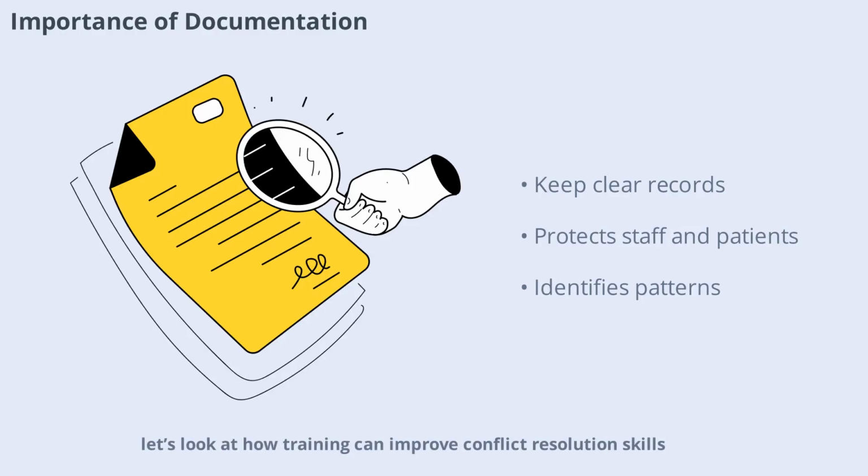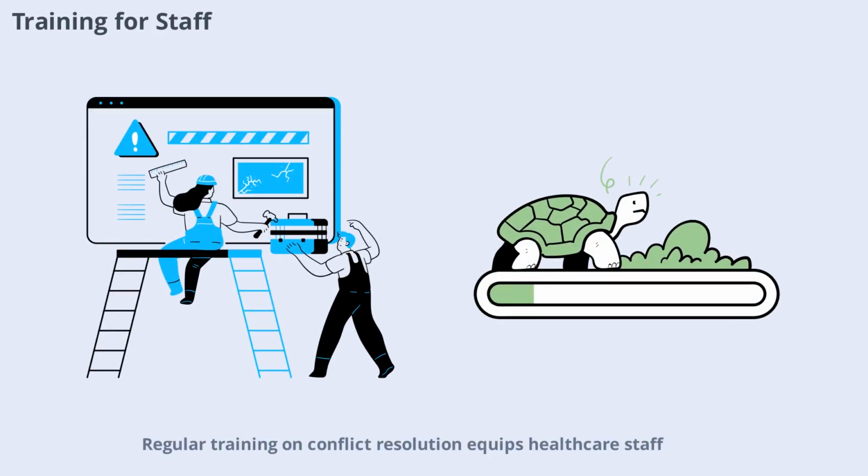Next, let's look at how training can improve conflict resolution skills. Regular training on conflict resolution equips healthcare staff with the skills they need to handle disagreements effectively. Training sessions can cover communication techniques, cultural competence, and stress management. Role-playing scenarios and workshops allow staff to practice these skills in a safe environment. Ongoing education ensures that everyone stays up to date with best practices and feels confident addressing conflict.